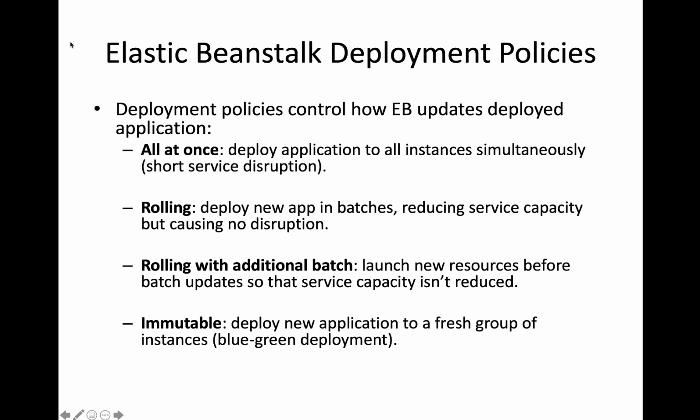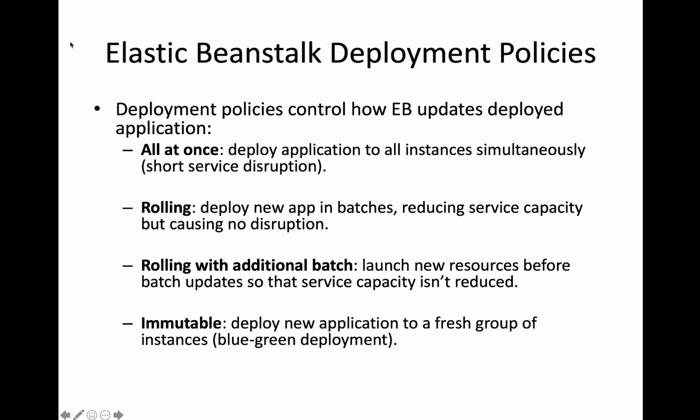So instead of updating all of your servers at the same time, it might update just one server at a time. So if you have 5 servers, it'll update the first one, and then the second one, the third one, and so on. It can also do a rolling update with an additional batch. And essentially what that will do is that when it's updating a server, it will actually launch a new resource, like a new EC2 instance with that update, so that service capacity isn't reduced.